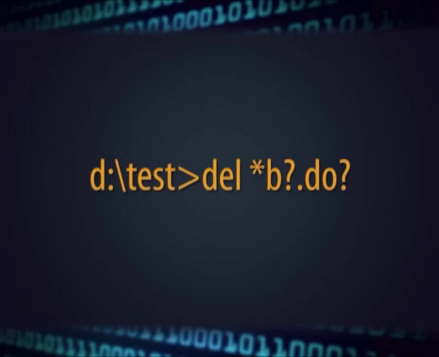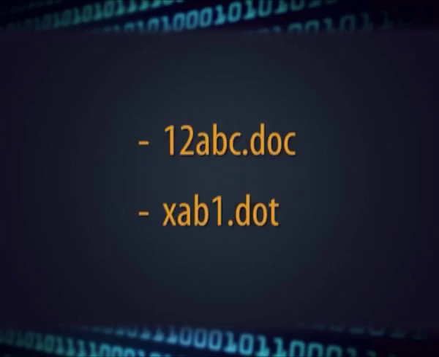Now, combine both the wildcards: d:/test prompt, del space asterisk b question mark dot do question mark. This command will delete those files in which the second last letter is B, followed by any one character, with extension do followed by any one character, while one or more characters may be in the file name before letter B. So, files like 12abc.doc and xab1.dot will be deleted.